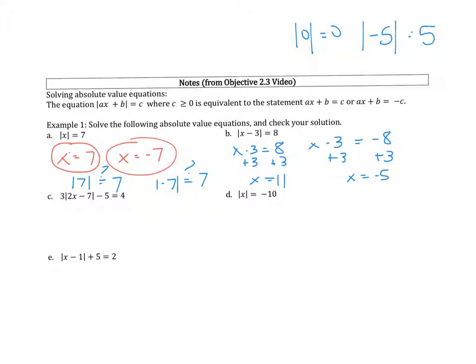So now to plug that back in, we would have 11 minus 3. We want to know, does that equal 8? And -5 minus 3. Does that equal 8? Okay, so 11 minus 3 is 8. Does the absolute value of 8 equal 8? Yes. And does the absolute value of -8 equal 8? Yes. So both of these work.